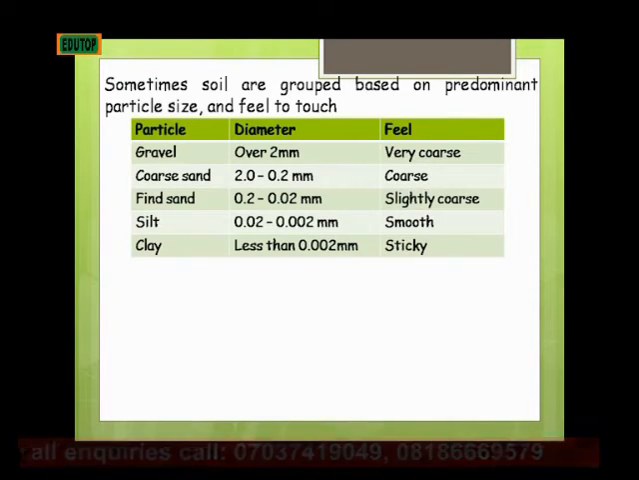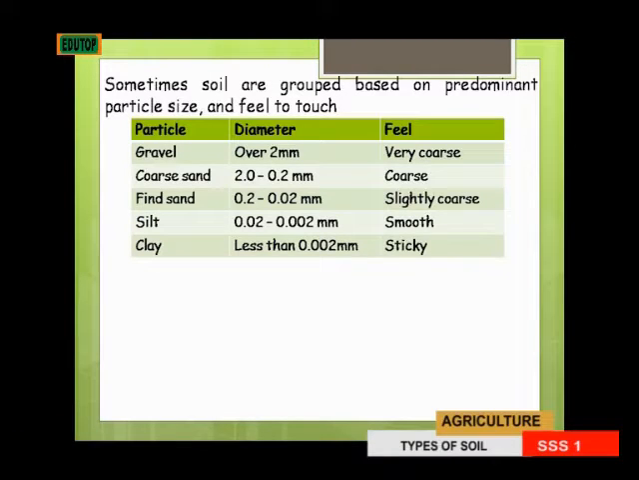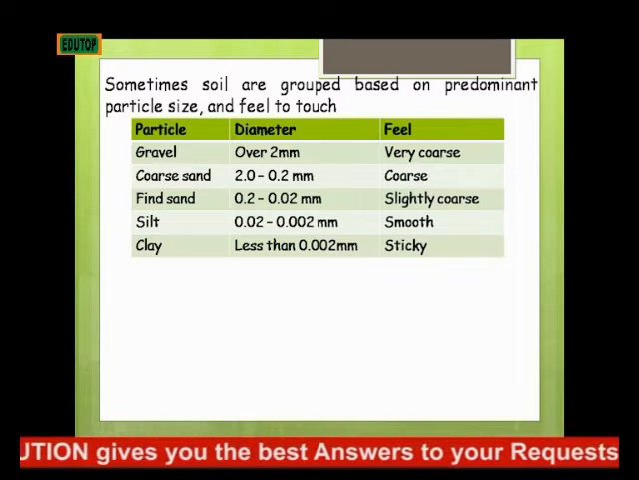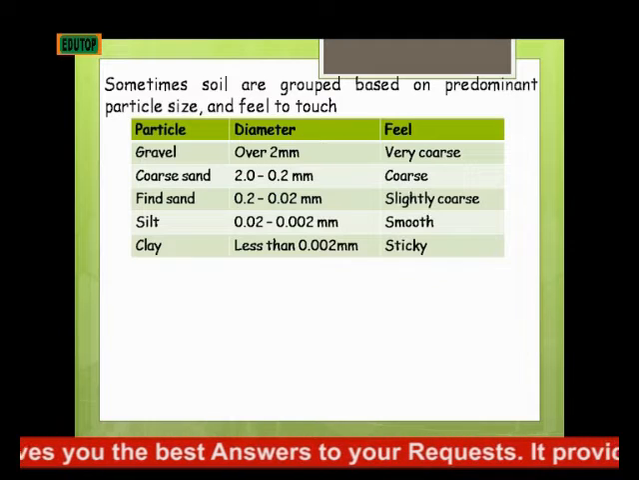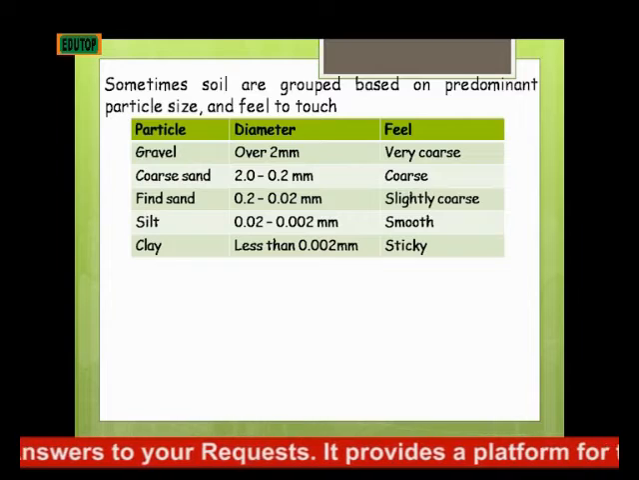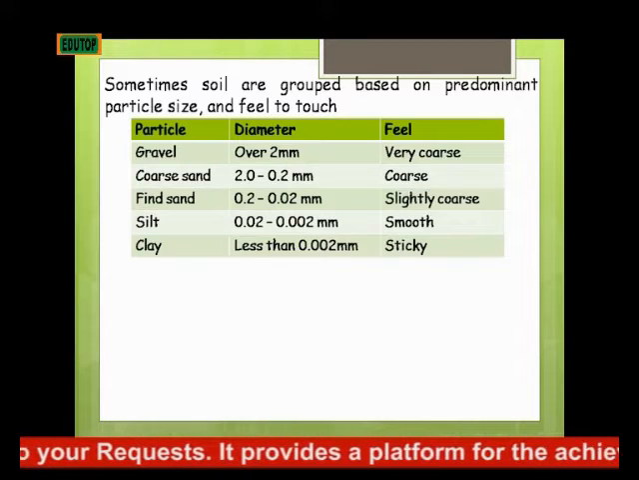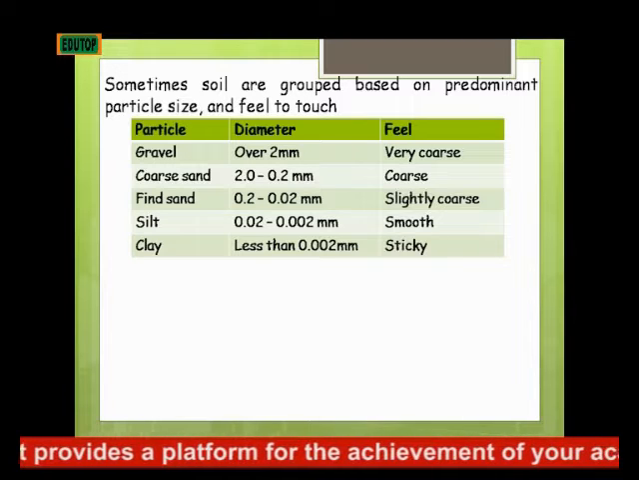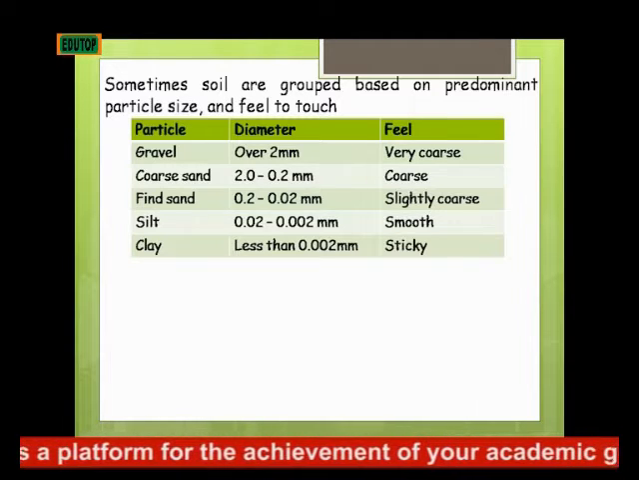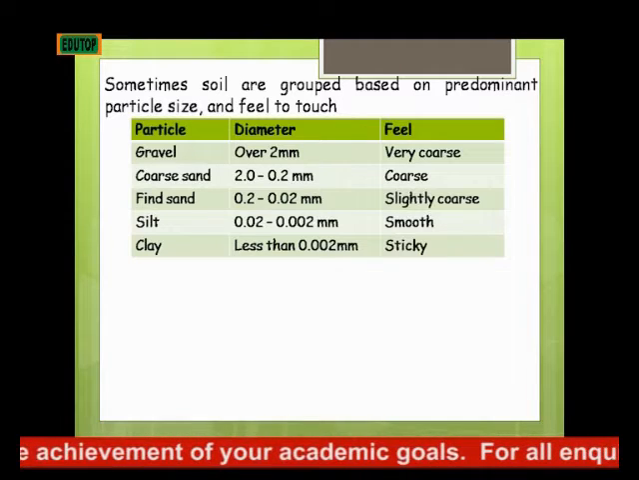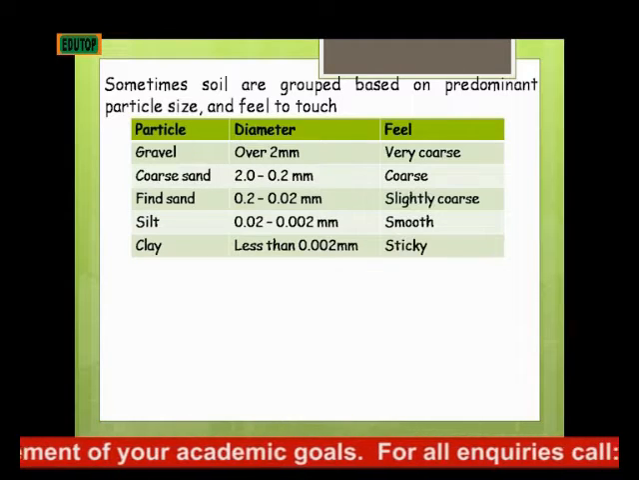from 0.2 millimeter to 2 millimeter. And under the grouping based on feel, it is just coarse. It's not very coarse, just like what we have in the gravel. Then we have the fine sand, which ranges from 0.02 millimeter to 0.2 millimeter. It is slightly coarse. It is not too coarse to feel.